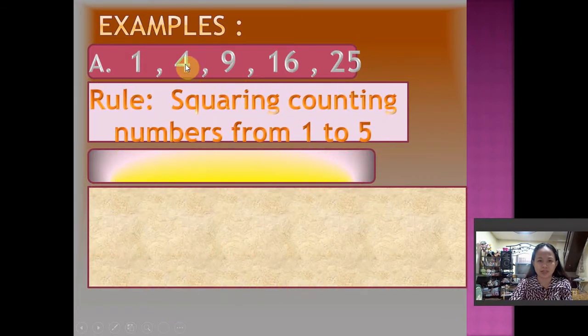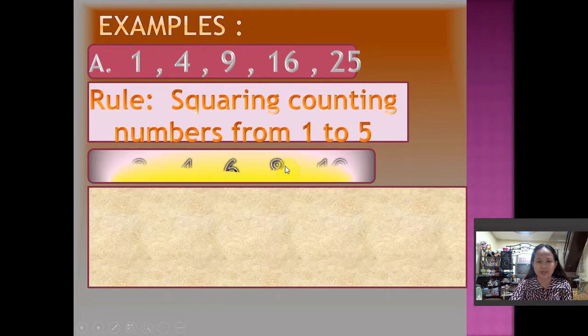We have a pattern here. So what is our pattern, or what is the rule for this sequence? The rule is squaring counting numbers from 1 to 5. Why is it so? First term is 1. If we square 1, that's 1. Second term, that's 2. Squaring 2, that's 4. Third term, 3 squared, that's 9. Fourth term, 4 squared, 16. And the fifth term, the square of 5, that is 25. So simply, our rule for this sequence is squaring counting numbers from 1 to 5.